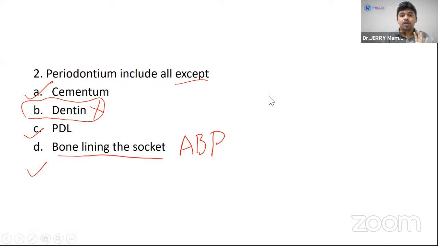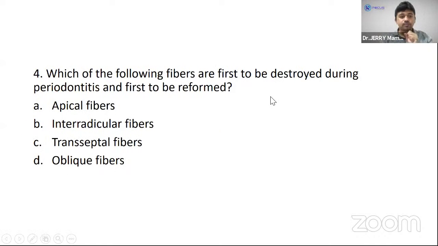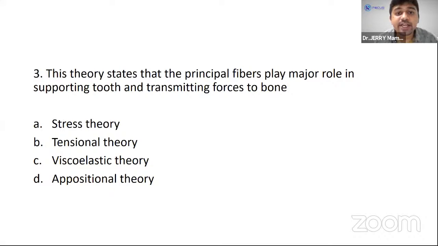Okay. Moving on. This theory states that the principal fiber plays a major role in supporting the tooth and transmitting forces to the bone. Now it's very easy. Which is that? Yes, it is your tensional theory.